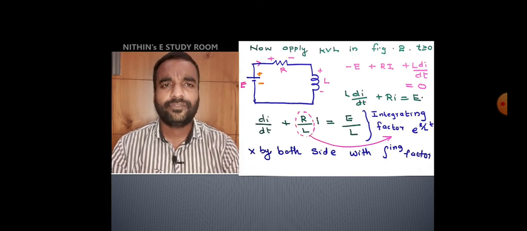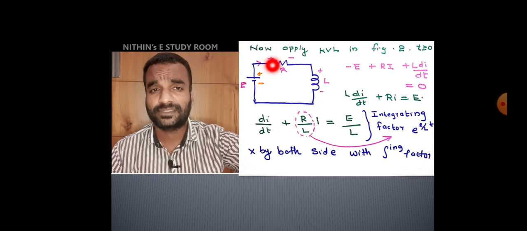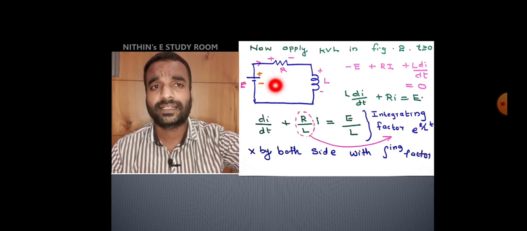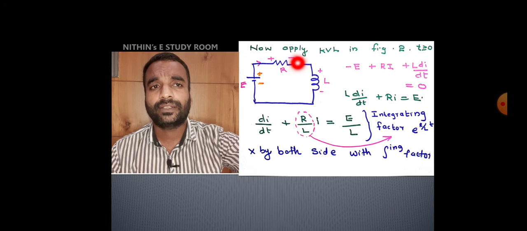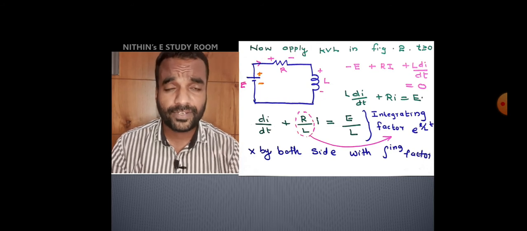For applying KVL, this is the plus and minus polarity of the battery. Current will come out from the plus polarity and enter this side of the resistance, so I mark plus at this side. The current goes in the clockwise direction and enters this terminal of the inductor, so I mark plus at this terminal and minus where it leaves, and the circuit is completed here.